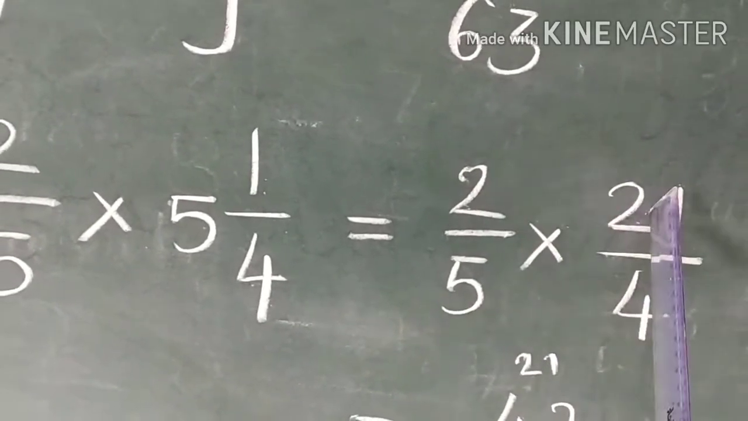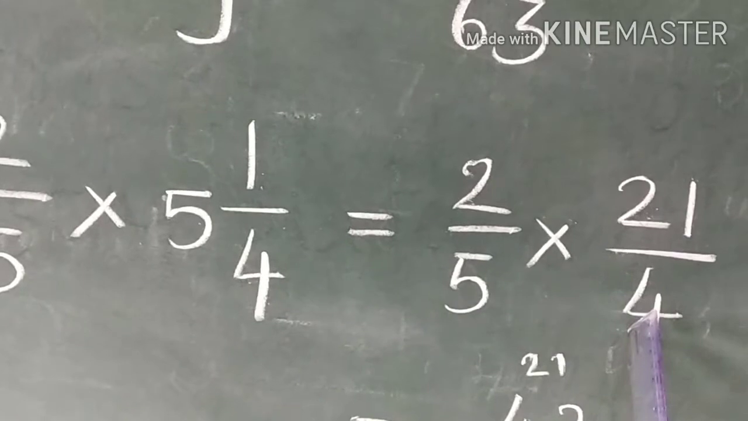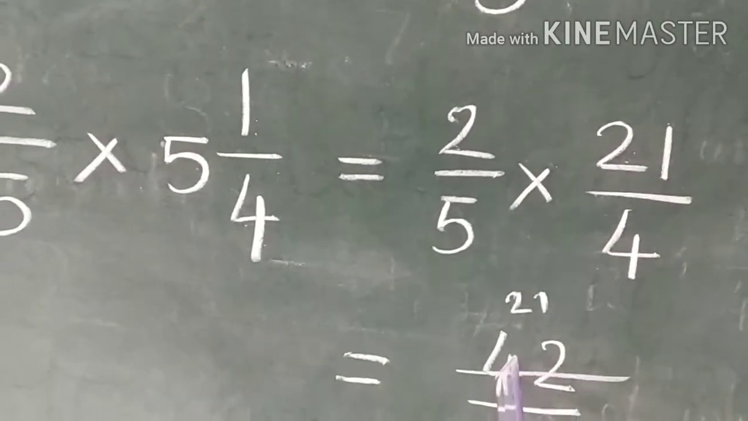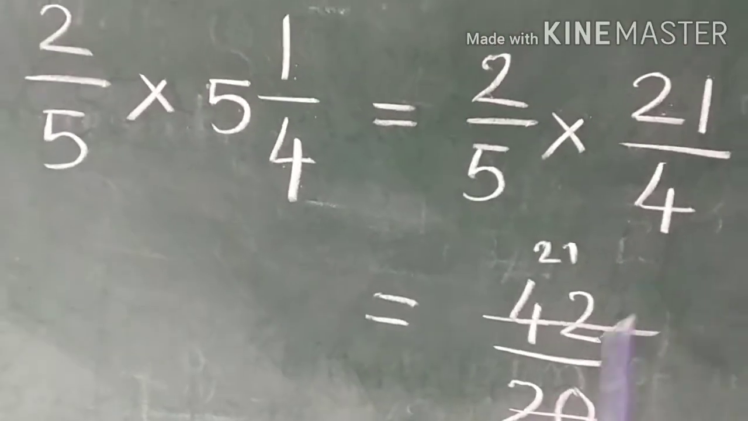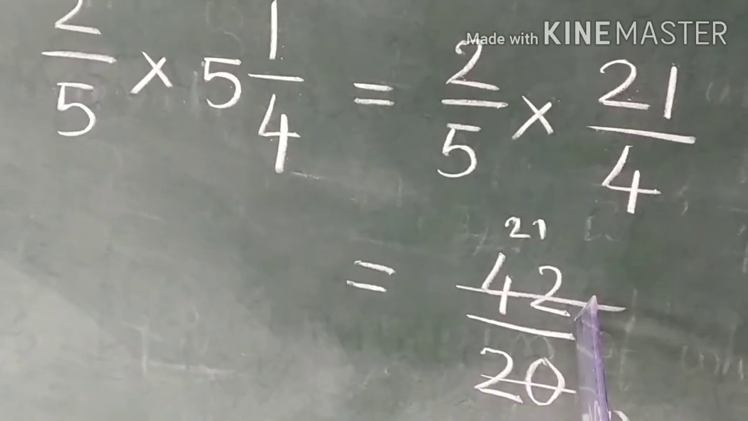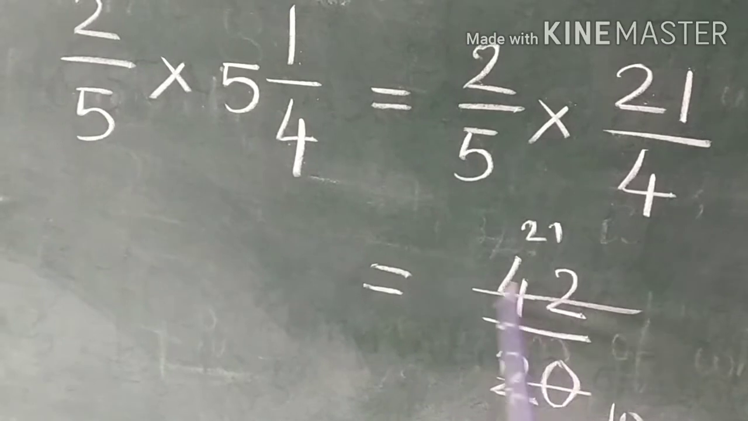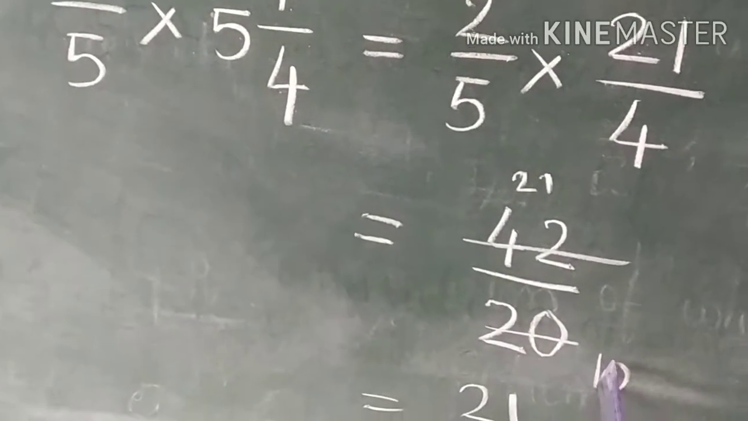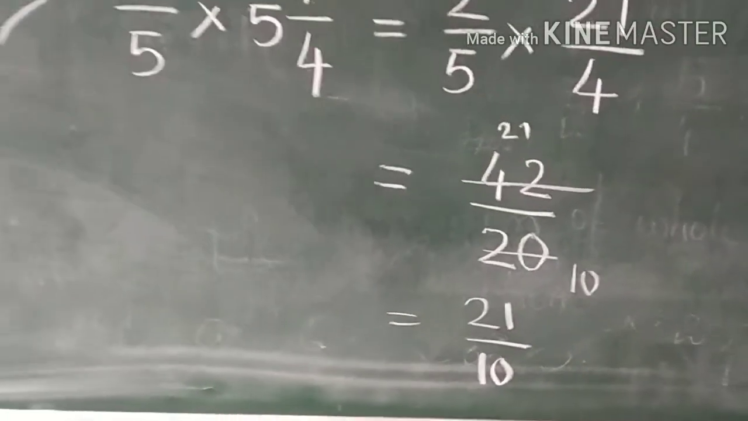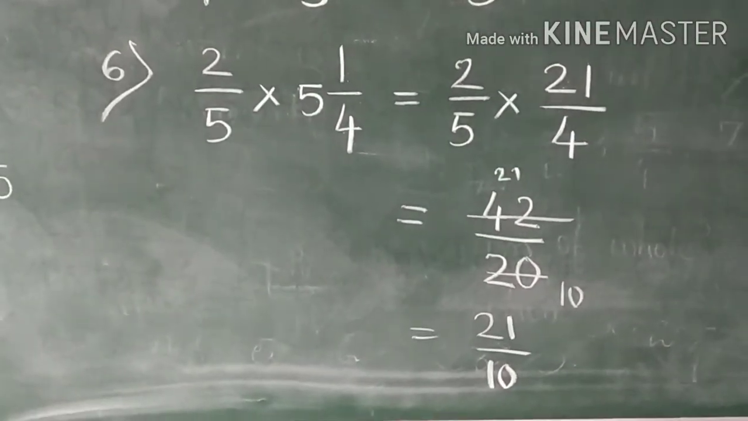So multiply the numerators and multiply the denominators. 2 into 21 is 42. 5 4s are 20. Again we can simplify this. So 2 21s are 42, 2 10s are 20. We can cancel it and we can write 21 by 10.